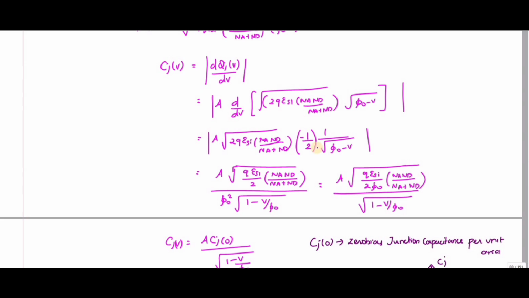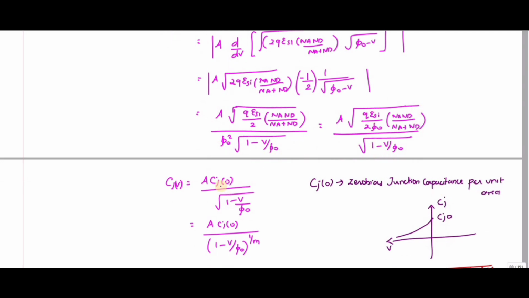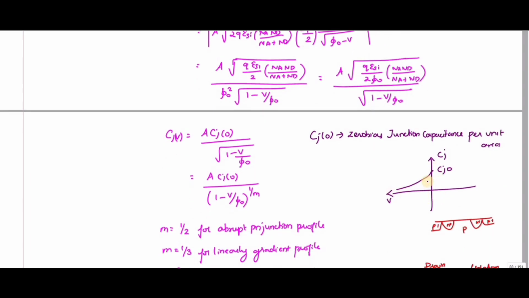So if you bring the phi naught outside, you will get phi naught squared. So you will get Cj(V) is equal to A root of (q epsilon Si divided by 2 phi naught) into Na Nd divided by (Na plus Nd), divided by root of (1 minus V divided by phi naught). So this whole term represents Cj of 0, the zero bias junction capacitance per unit area. This occurs in the reverse bias region only, so you can see it gets reduced.